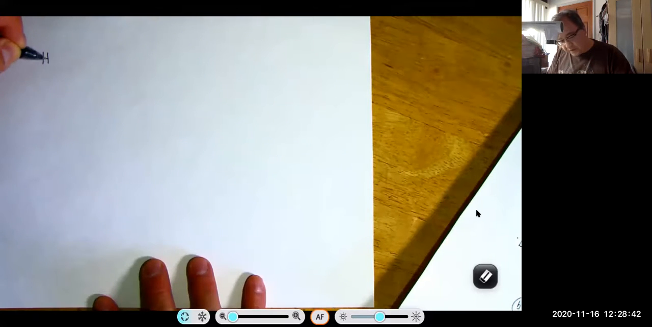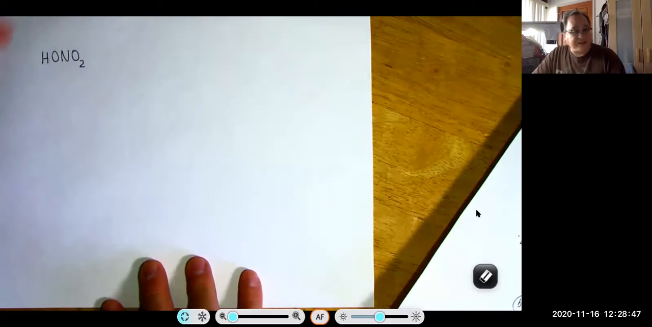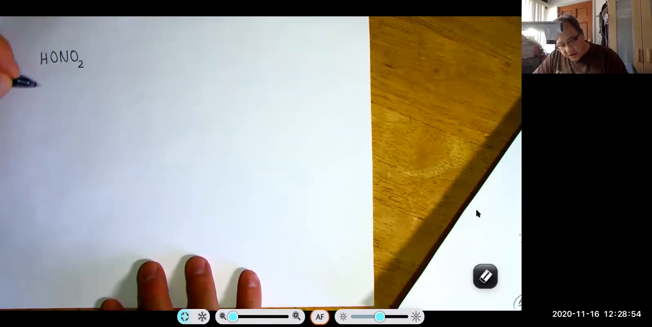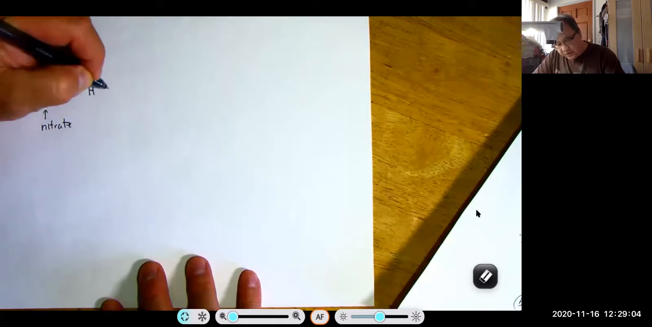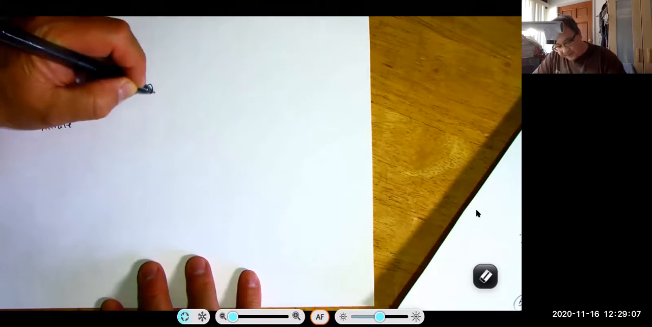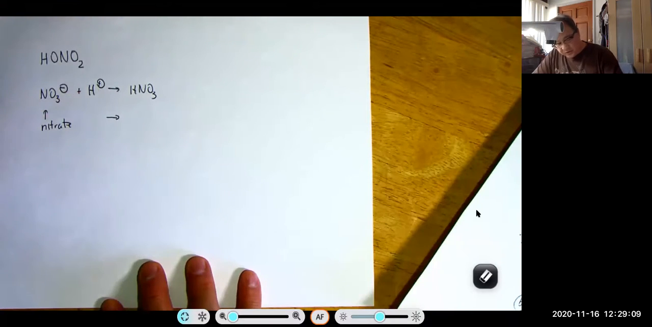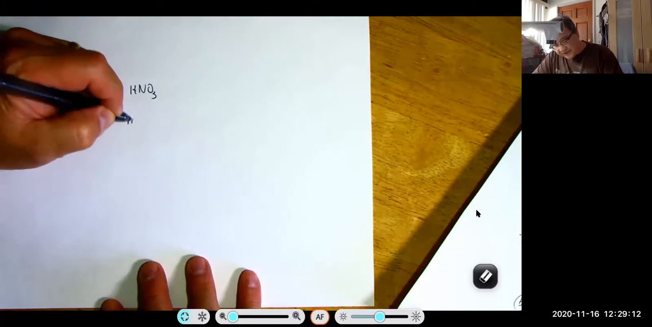Okay. Then let's try another one here. So we're going to do this molecule here. This is nitric acid. Now, for this one here, this is based on NO3 -1, and this is the nitrate ion. And when you add a hydrogen to it, you get HNO3. So nitric acid.